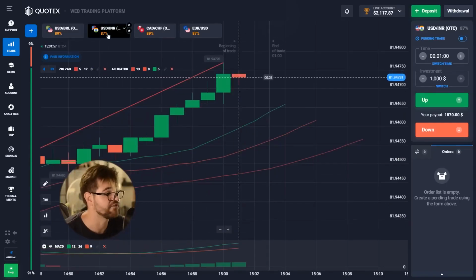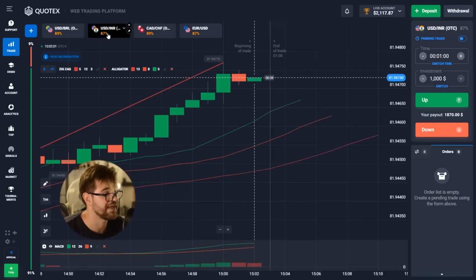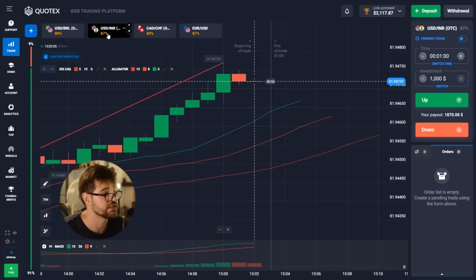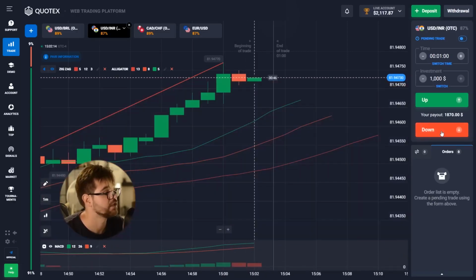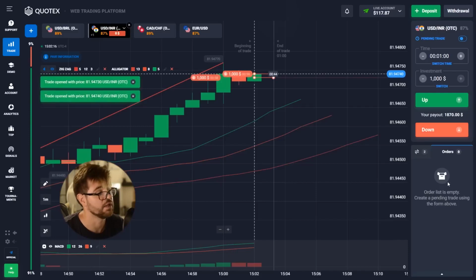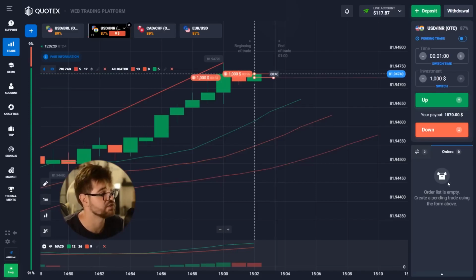Now that we have the possibility to use 1000, which is the maximum, we can do multiple options. And as you see, from this last option we had 89% payout. We're gonna go with the put option here, this currency, and double multiple options. So now that we had 2000 to use, we did the multiple options. So let's see the result.